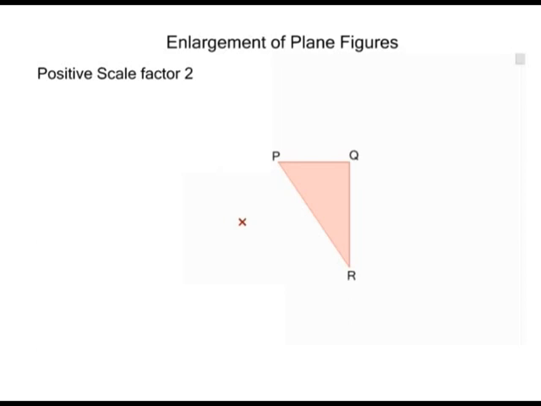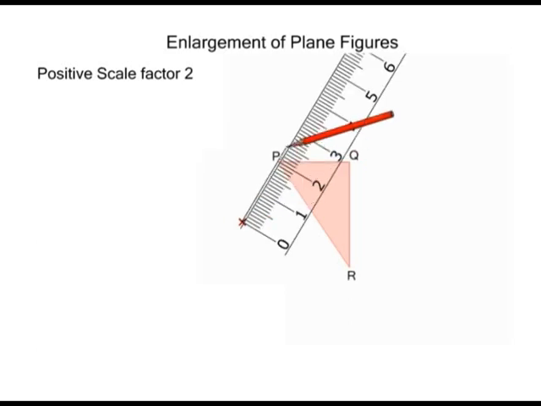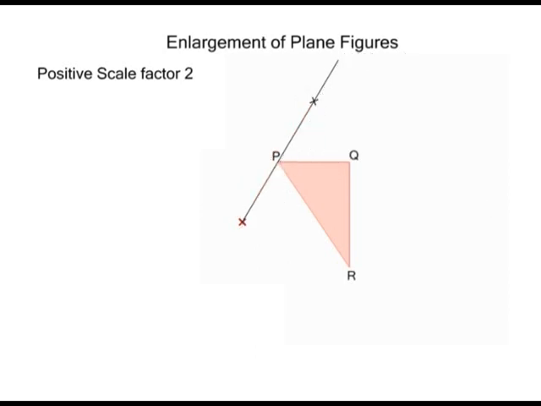First, draw a projection line from X to one of the vertices and extend it. We measure the distance XP is 2 centimeters. Scale factor is 2, so we double that distance and we get 4 centimeters. Notice that all distances are measured from the center of enlargement, and that is point P prime.